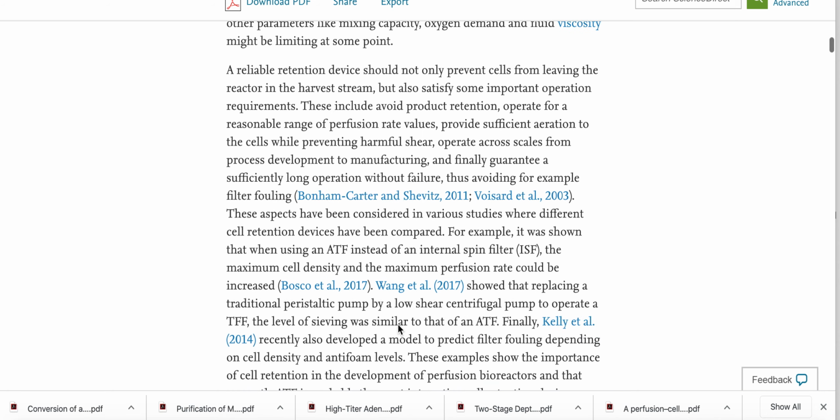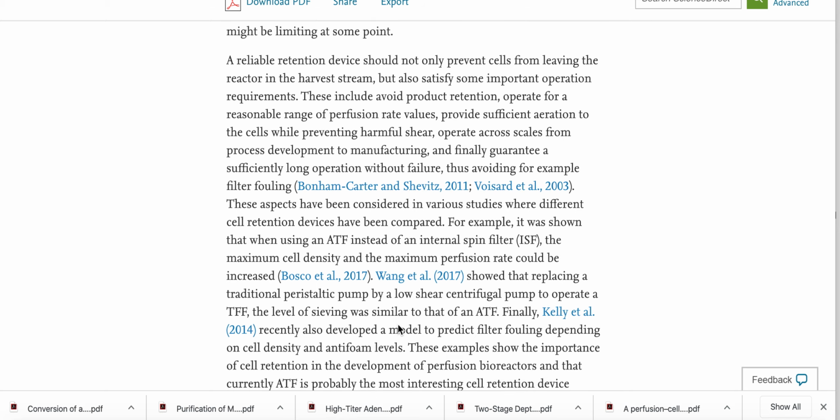These aspects have been considered in various studies where different cell retention devices have been compared. For example, it was shown that when using an ATF instead of an internal spin filter, the maximum cell density and the maximum perfusion rate could be increased.